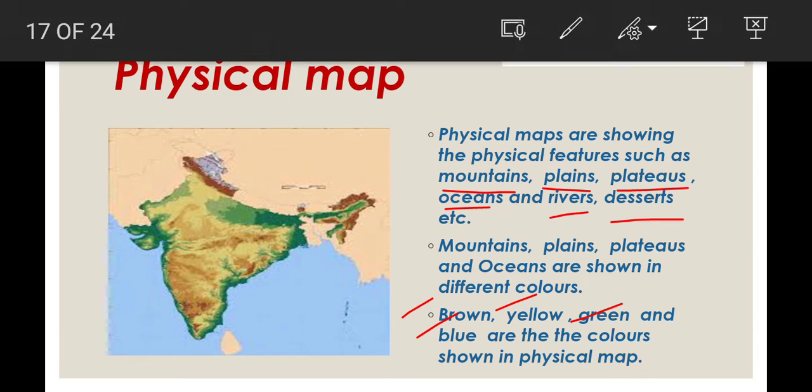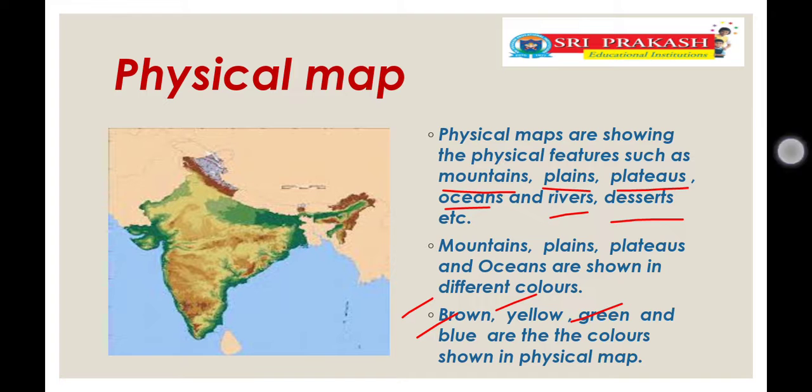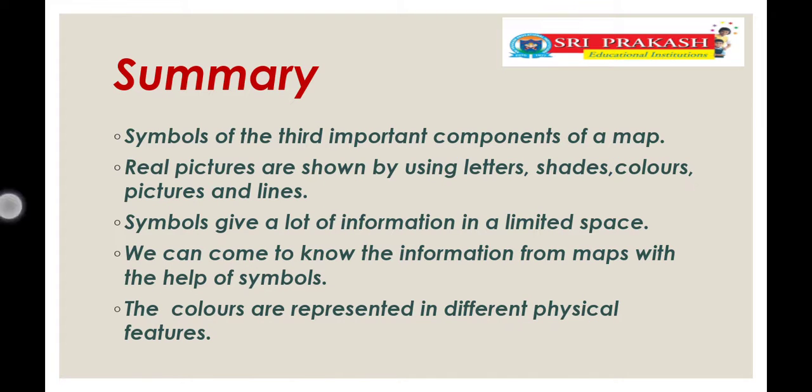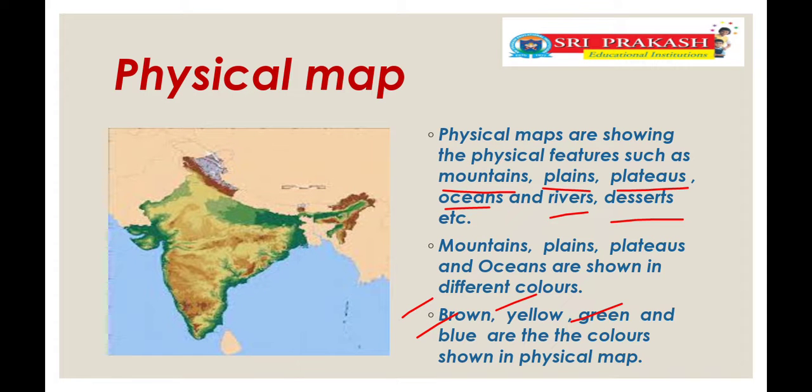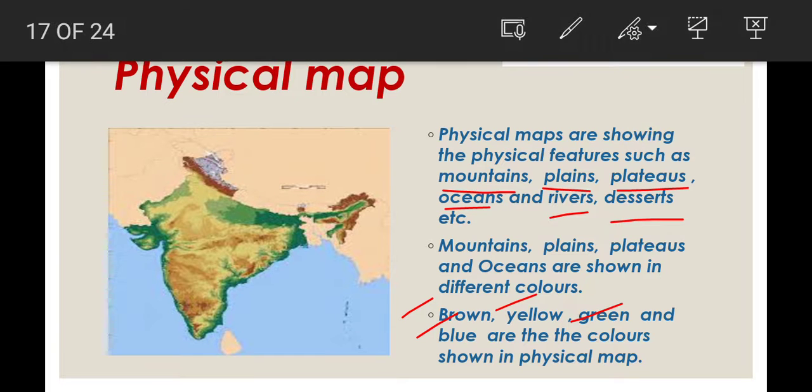And next we go with the next one, children. I hope that you understood about the physical map. So what are the colors, children? Green, yellow, brown, blue. Four colors are represented in the physical map. Children, you observe: brown color indicates the mountains, and green color indicates the plains. And plateau, what is the color, children? Yellow color. And finally, blue color represents the water bodies.